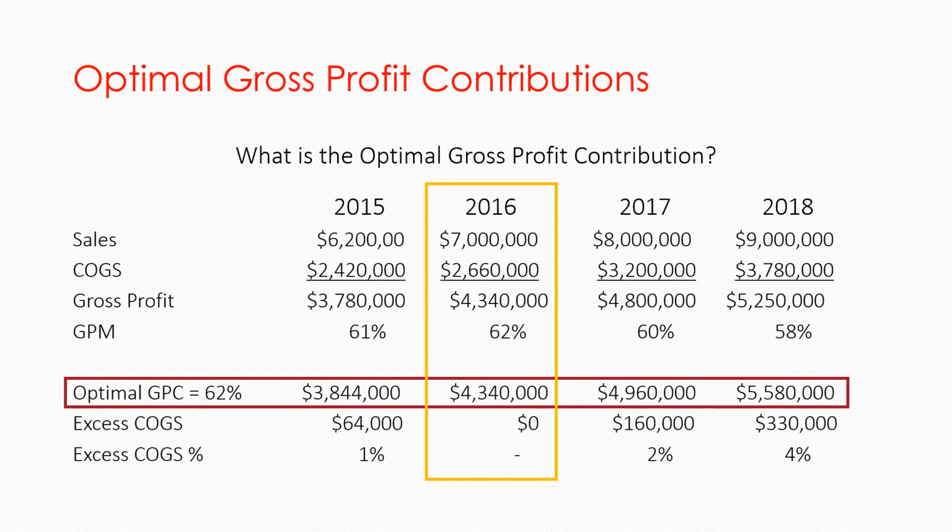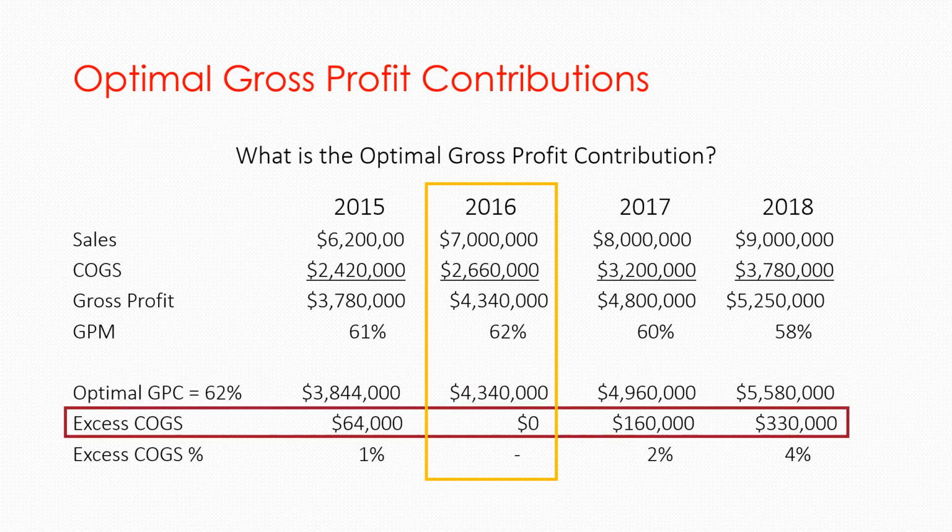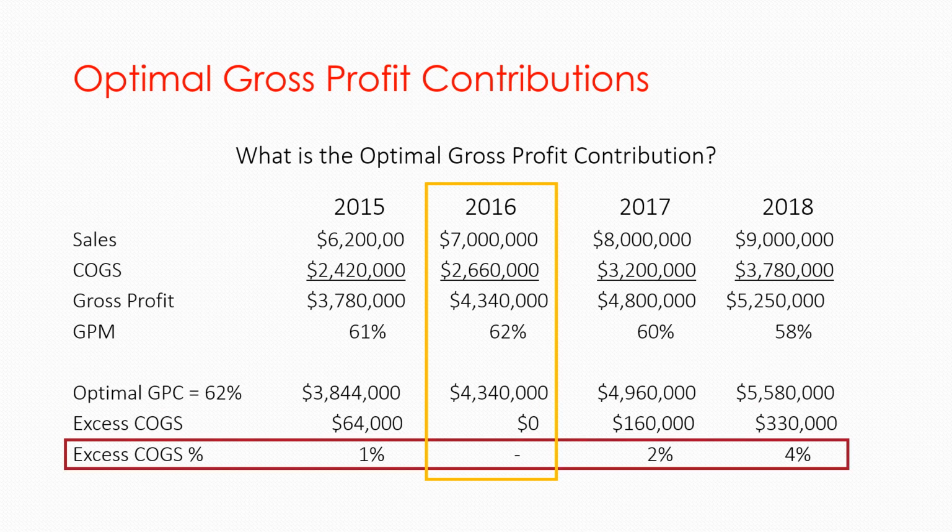Let's apply that 62% optimal gross profit margin across all the years, which we did in the red box. In 2018, the optimal gross profit was $5.58 million. The difference between the optimal gross profit and the historical gross profit is how much extra cost was in the cost of goods sold, which is in the red box. Last year, the company had excessive cost of $330,000 in its cost of goods sold, which was 4% of sales. This excessive cost reduced profit by the same amount.